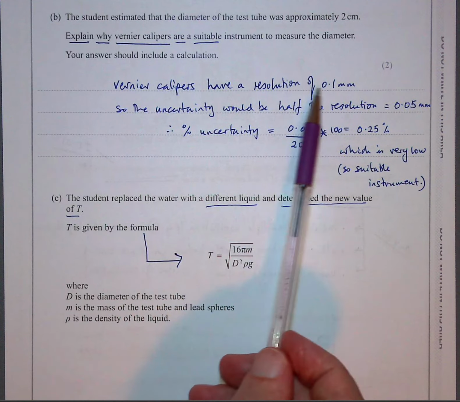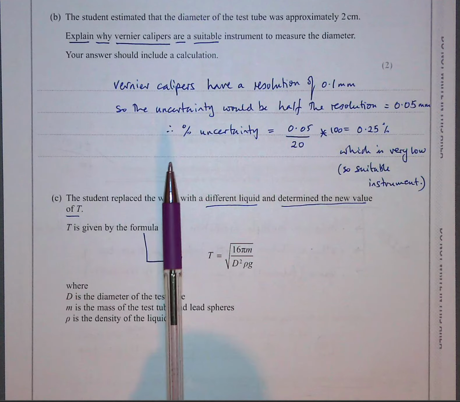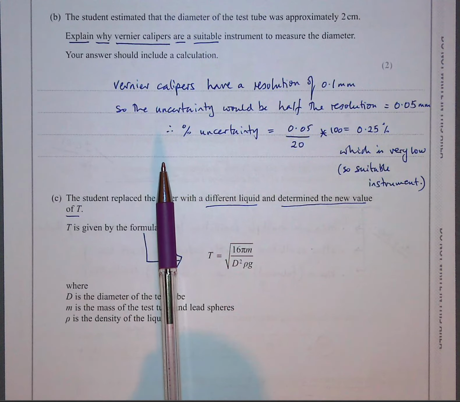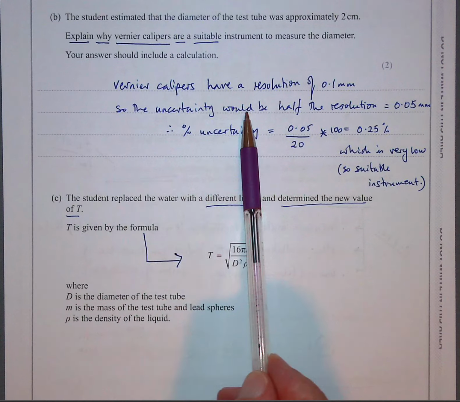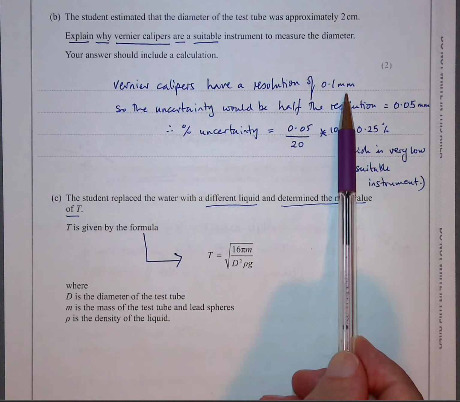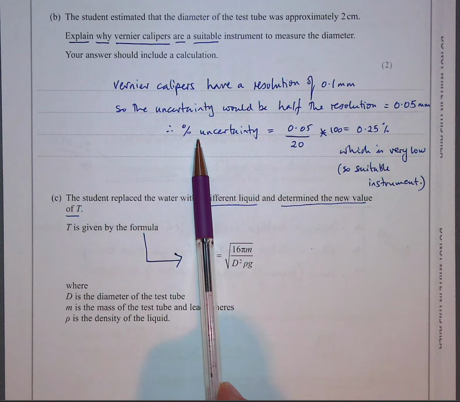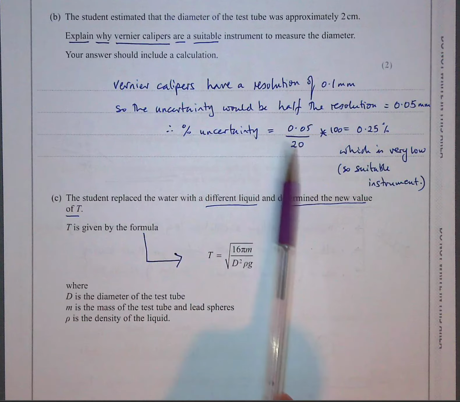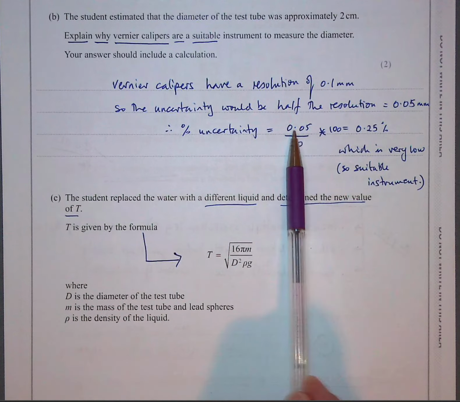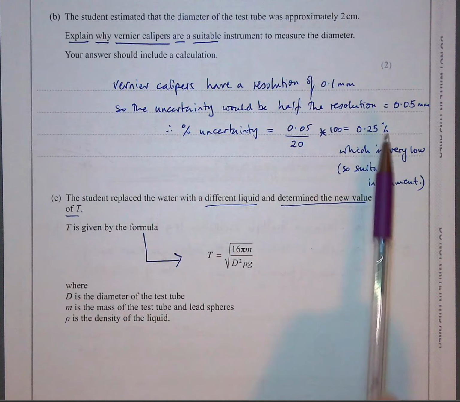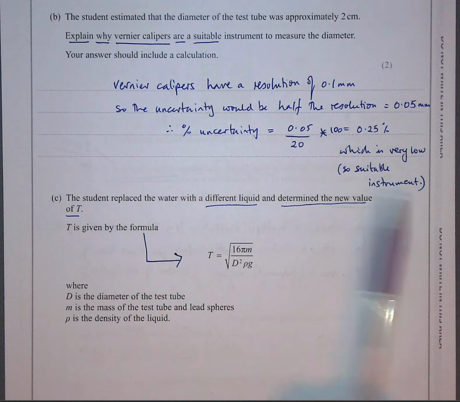Vernier calipers have a resolution of 0.1 millimeters. Remember, micrometers have 0.01, and digital calipers, on the other hand, also have a resolution of 0.01, but here they specifically mentioned vernier calipers. So the uncertainty would be half the resolution. So the resolution is 0.1 millimeter, half the resolution will be 0.05 millimeters. So the percentage uncertainty of using vernier calipers for a 20 millimeter, which is 2 centimeters, will be half the resolution, 0.05, divided by 20, multiplied by 100, gives you 0.25% uncertainty, which is very low, so a suitable instrument. That's how I put it.